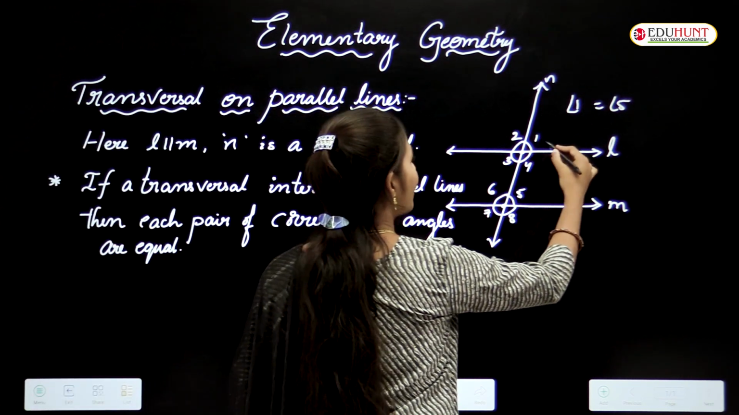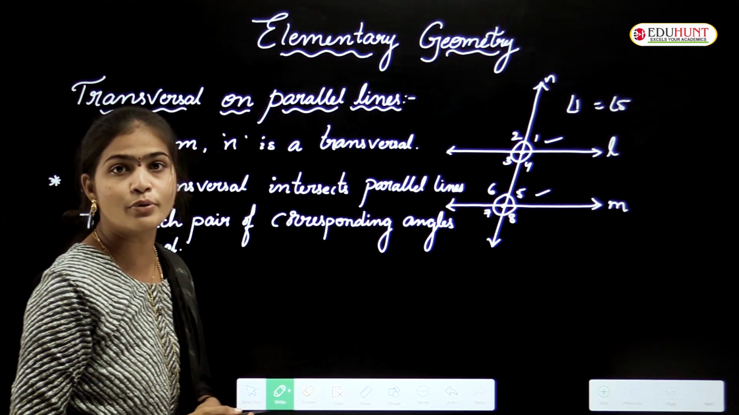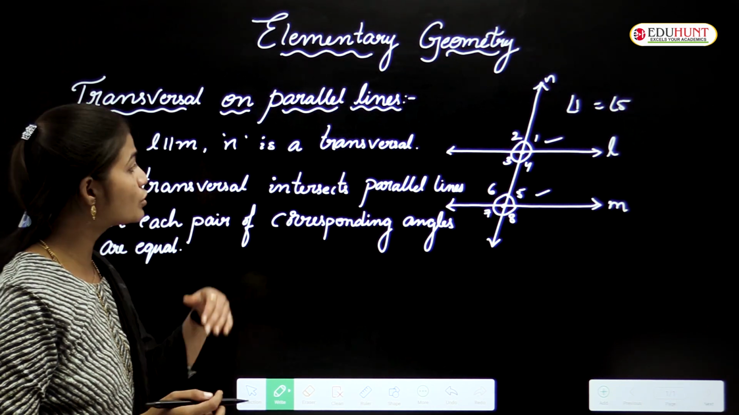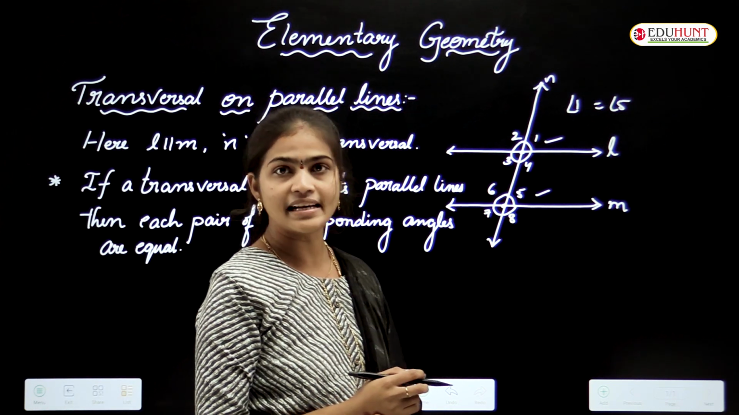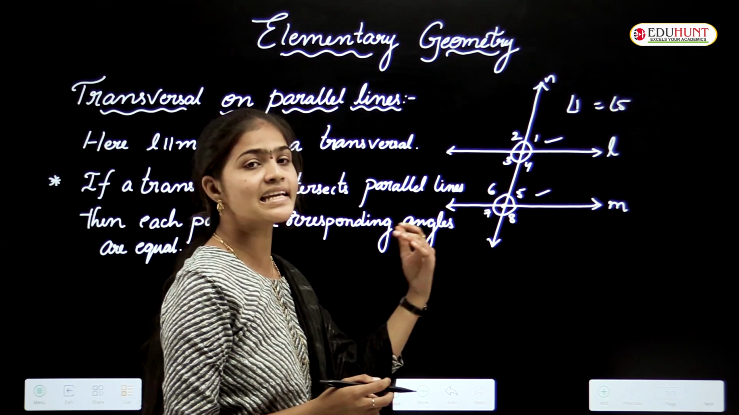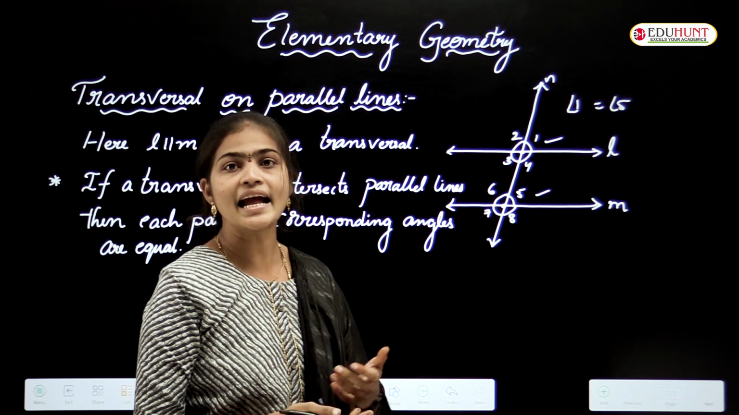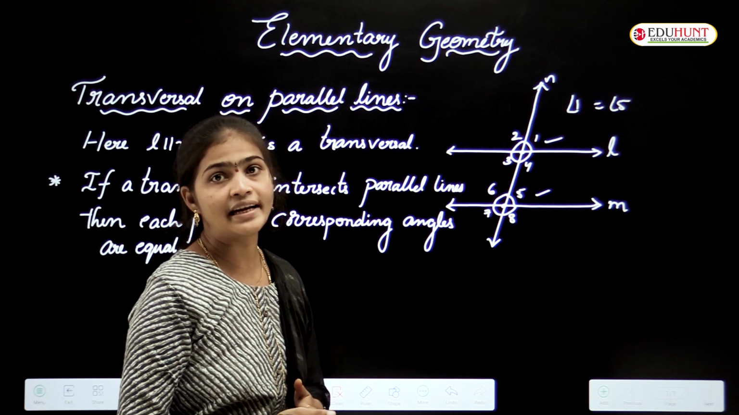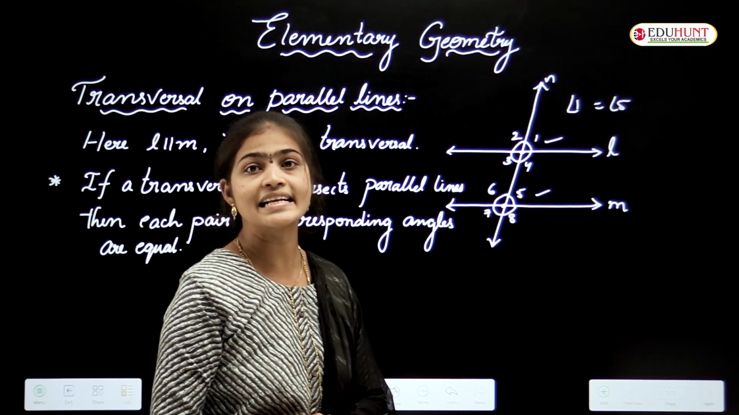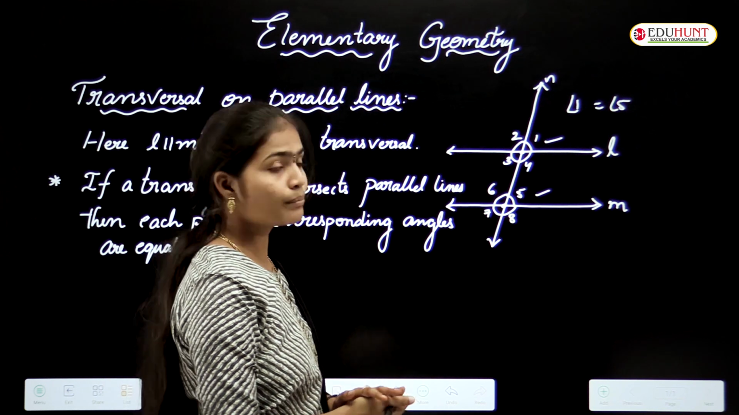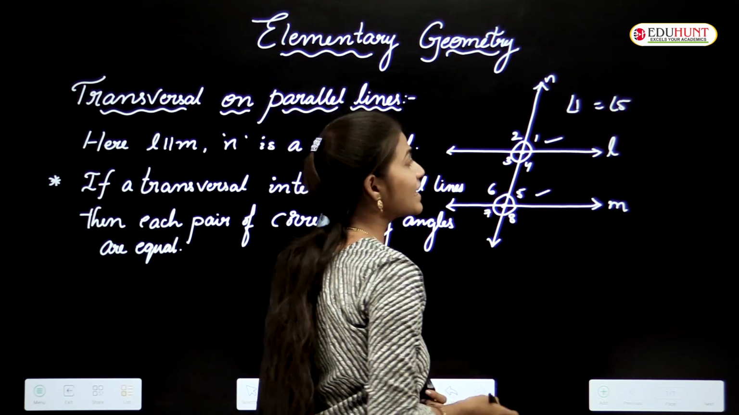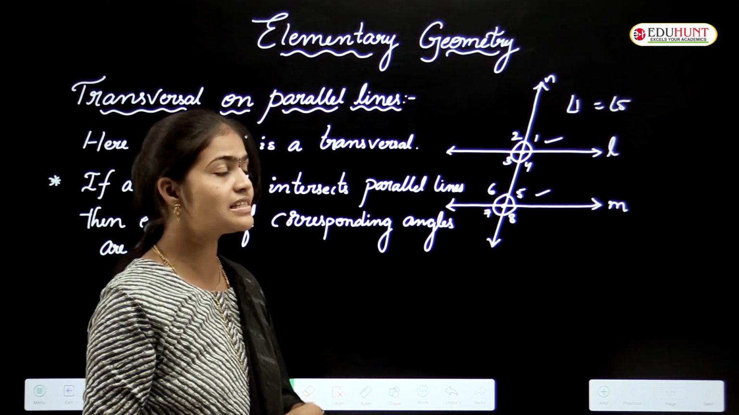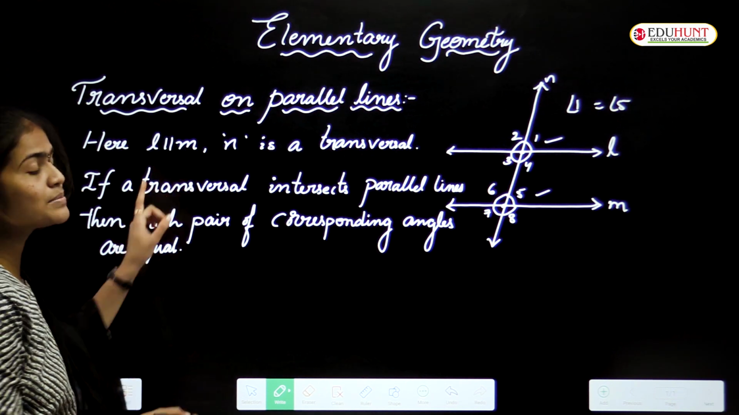Why? Because angle 1 and angle 5, those two are corresponding angles. Once again, corresponding angles means what? Angles should lie on the same side of a transversal, and one of the angles is exterior, another one is interior. And the most important point is those two angles should be non-adjacent, right? So by using those conditions, which two angles are corresponding angles? Angle 1 and angle 5 are corresponding angles.